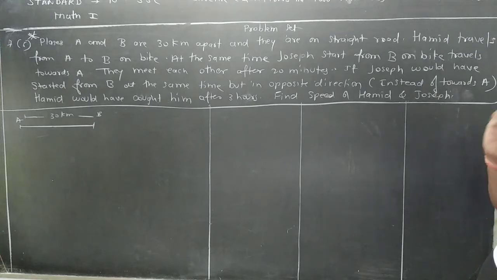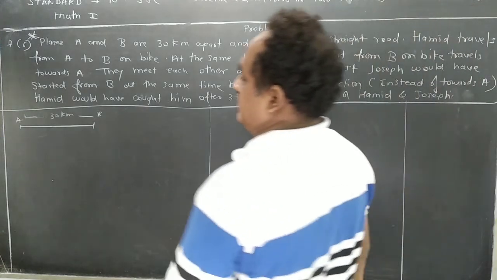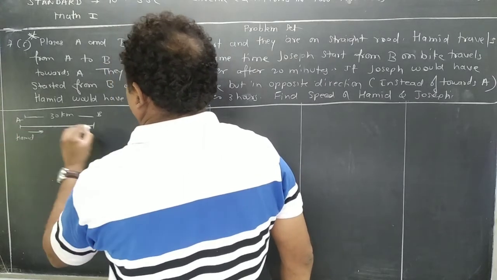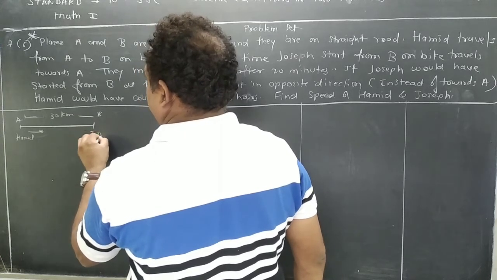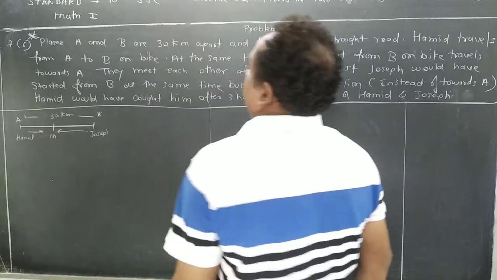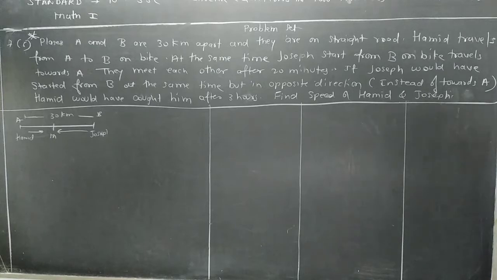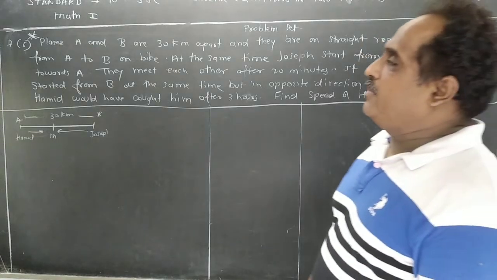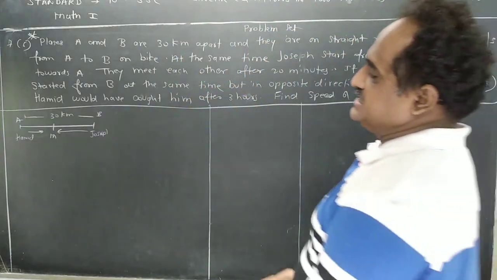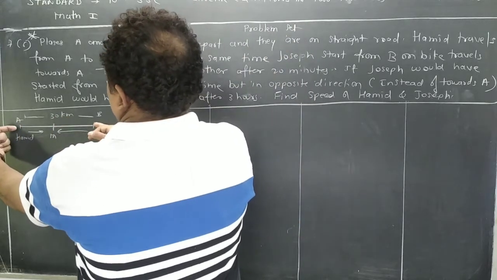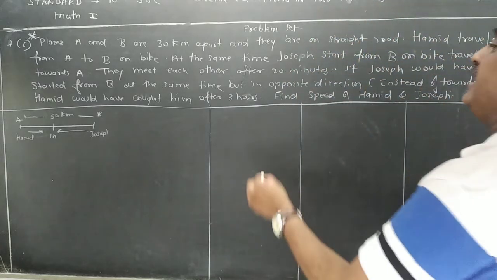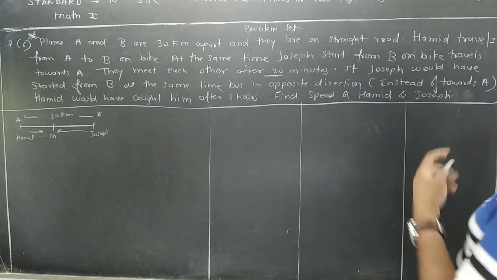Hamid started from A to B, and Joseph has started from B to A, and they meet say at point M. At the same time, Hamid travels from A towards B, and Joseph started from B at the same time, so they are meeting at point M. They meet each other after 20 minutes.